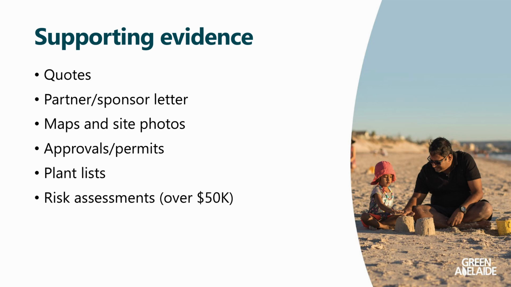It doesn't have to be a formal map, even just a quick mud map that you've drawn on a sheet of paper will be really, really useful. Obviously, any approvals or permits, if you're working on, say for example, council land, you'll need approvals from them, water affecting activity permits, those sorts of things. Plant lists are really useful as well. So any lists of local native plants that you may be using or other plants, we'd like to know that. And as I just touched on, the risk assessments for those projects that are over $50,000 are essential.